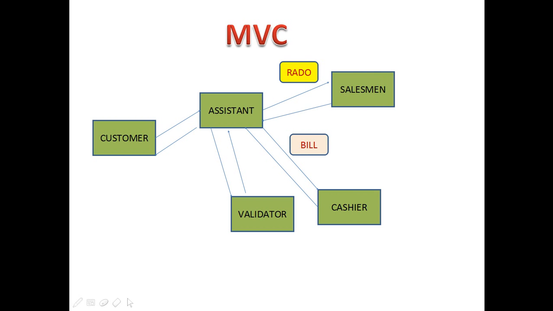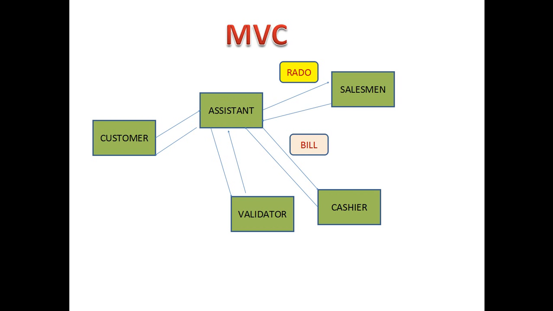Generally validator and cashier come under your model part. Cashier, you can think of it as a view part. And assistant is a controller, because the request came to assistant and the response was again sent back to the customer through the assistant only, because this part is playing the most important role. All incoming and outgoing requests are mapped by the assistant.